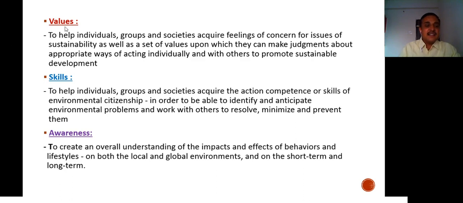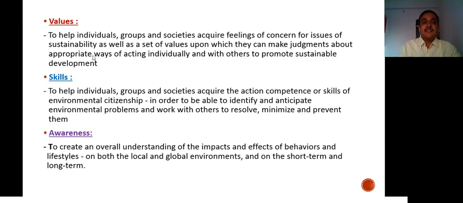Then there is another objective, that is values. Value in the context of environmental education doesn't mean a price. It means helping individuals or groups in society to acquire a feeling of concern about the issue of sustainability, as well as the judgment about the appropriate ways of acting, individually or in a group with others, to promote sustainable development.